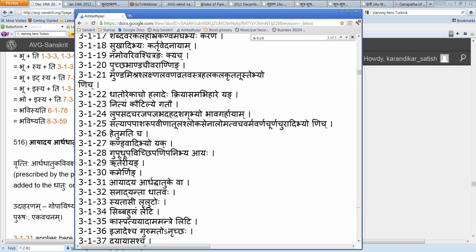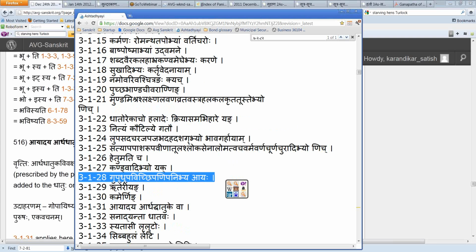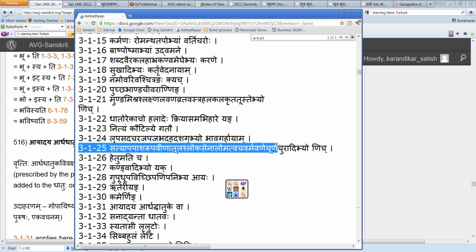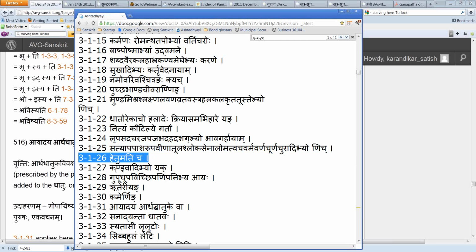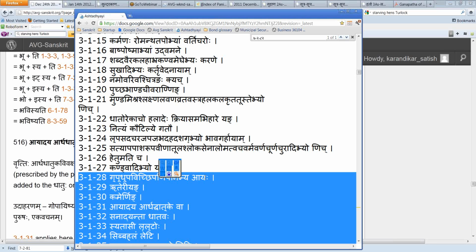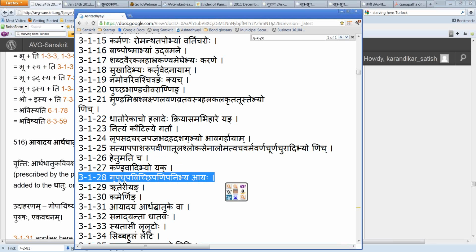In fact, we have studied kamerinying, and we have also studied gupu dhupa vichi pani panibhya ayaha. So we have studied 3128. We have studied, of course, the 3125, 3126, which is churadibhyo nich 25, hetu maticha 3126. We have studied the gupu dhupa vichi pani panibhya ayaha, and we have studied kamer ning.